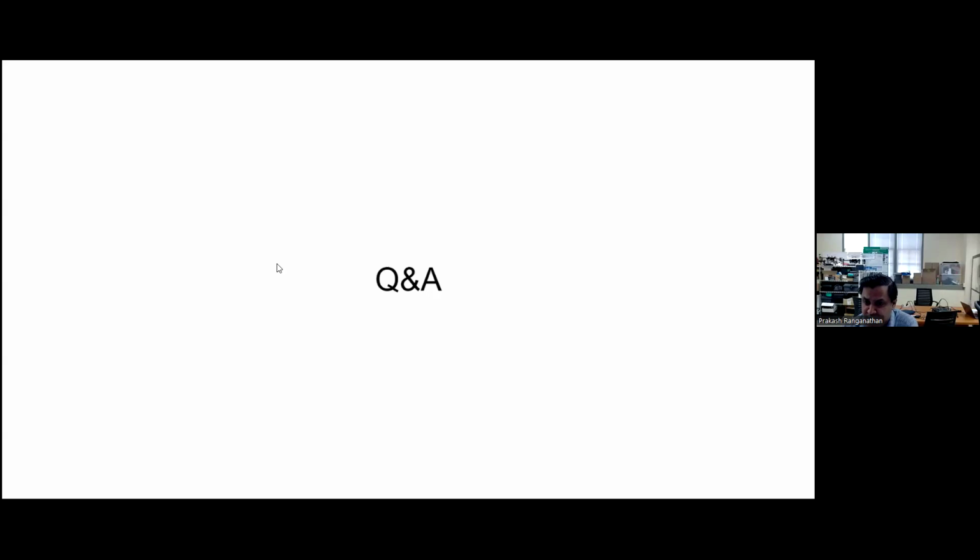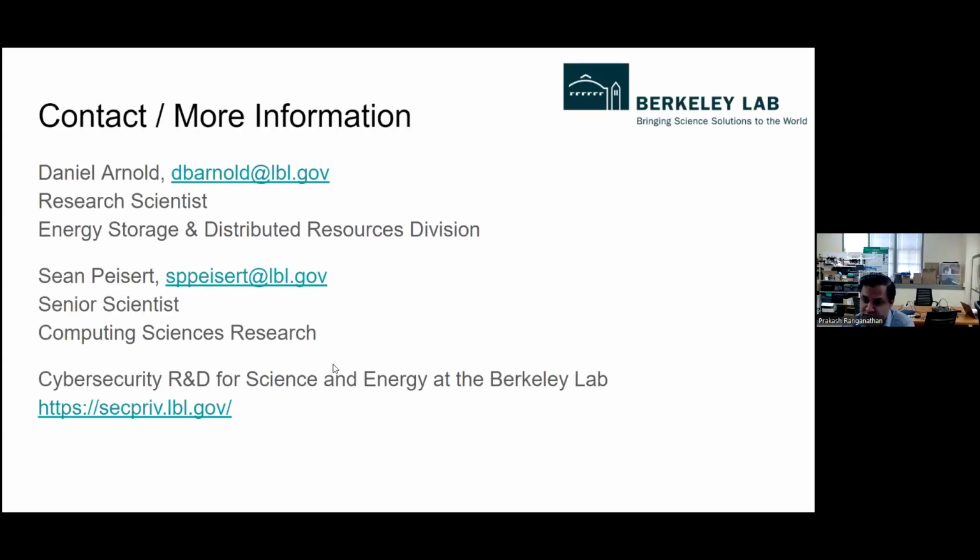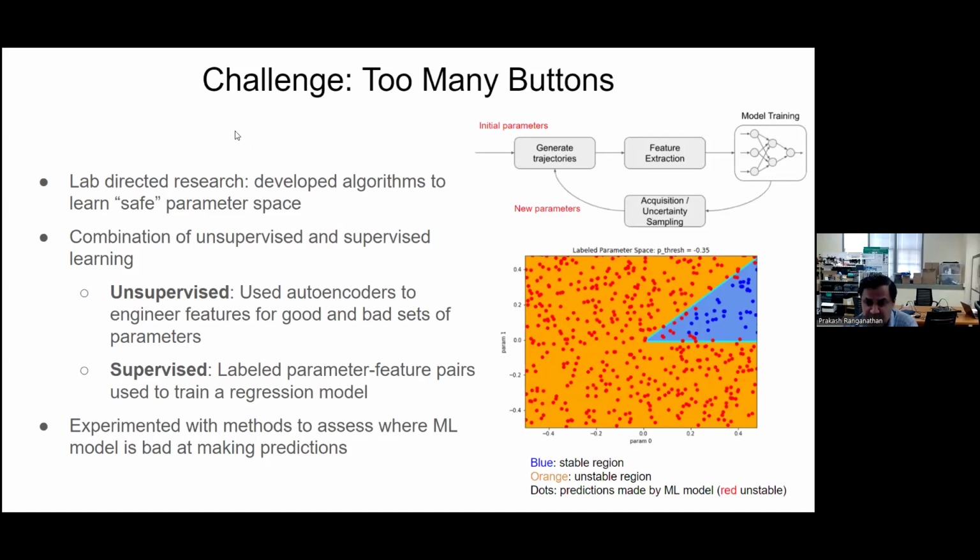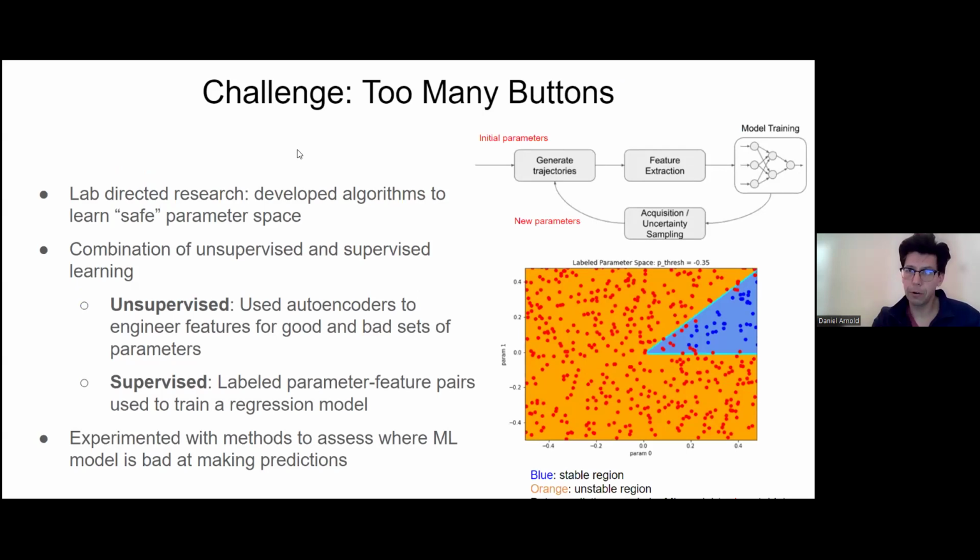In the last slide about the safe parameter region, the input of the machine learning model, is it the parameters of the inverter? Yes, it's the parameters that go into the inverters that are then simulated to get their dynamics. We extract the features, we evaluate stability, and then we suggest new parameters.